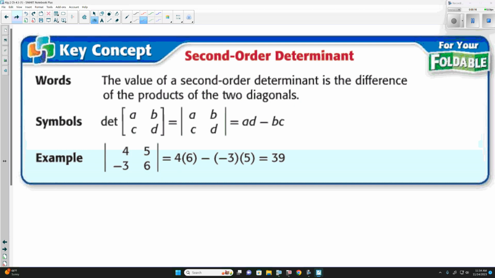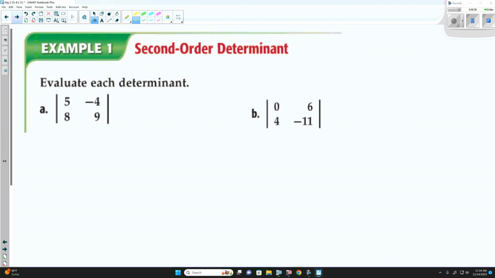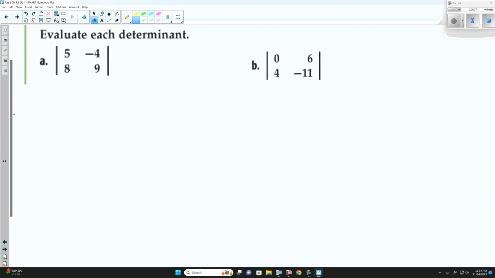So a 2 by 2 determinant, or a second order determinant, the value of the second order determinant is the difference of the products of the two diagonals. So we're going to take this diagonal, multiply those together, and subtract it from the product of this one. And that's it.